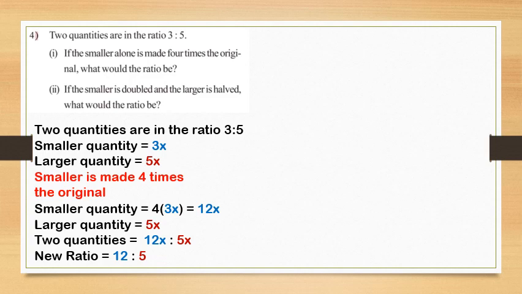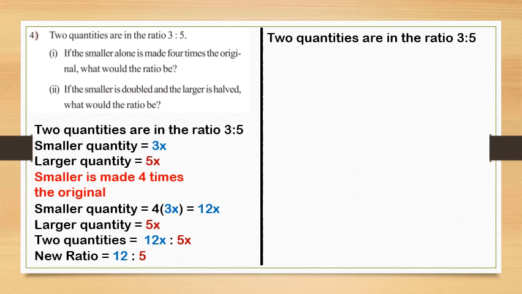Next, let us see second sub-question. We know two quantities are in the ratio 3:5. So smaller quantity equal to 3x and larger quantity equal to 5x. Our second sub-question is, if the smaller is doubled and larger is halved, what would be the ratio?